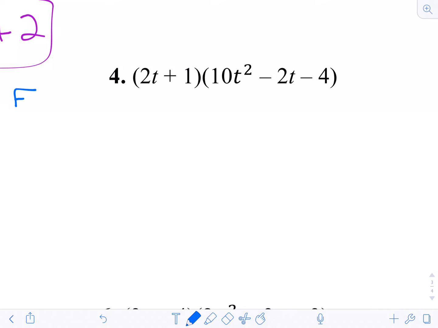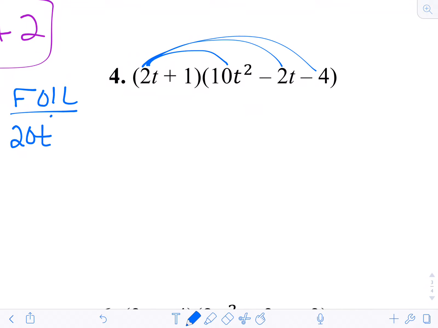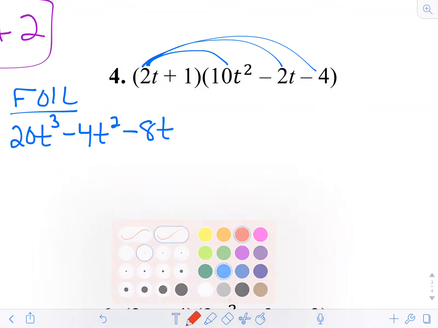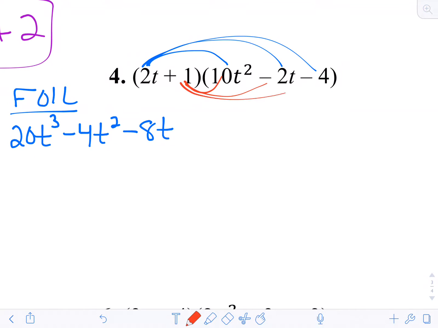Okay, so we're going to go ahead and FOIL first. So take 2t and multiply everything in here by 2t. 2 times 10 is 20. T times t squared is t cubed. 2 times negative 2 is negative 4. T times t is t squared. 2 times negative 4 is negative 8, and you just have a t. Then you have a 1 that you have to distribute to everything, and it's a positive 1, so everything's going to stay the same. 10t squared minus 2t minus 4.